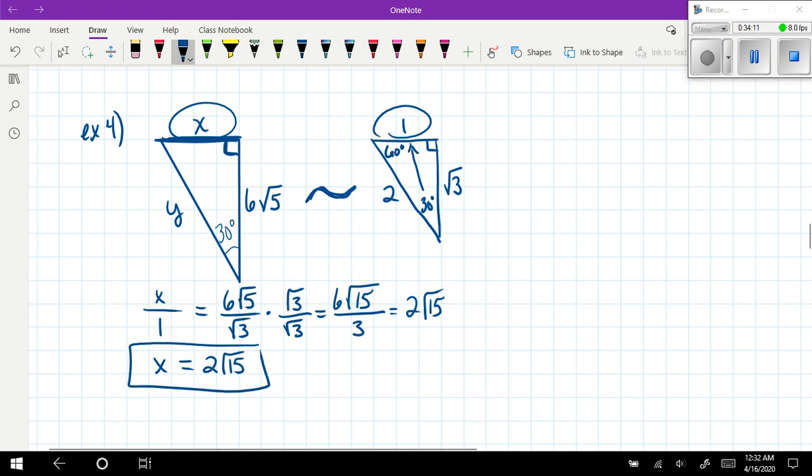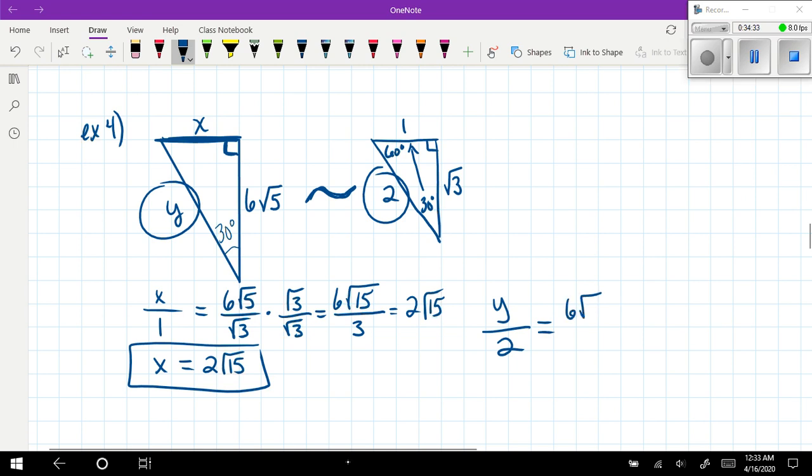All right, let's find y. I'm going to erase my little circles that are here on my x's, and let's do y. Y compares to what? 2? Isn't the y on the hypotenuse in the big triangle? So I want to grab the hypotenuse in my 1, 2, root 3 triangle. So y compares to 2 the same way as my long legs compare to each other. 6 root 5 compared to root 3.